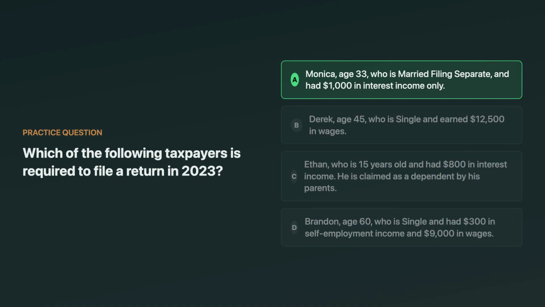The correct answer is Monica. For married filing separately, the filing requirement generally kicks in at just $5 of gross income, so her $1,000 of interest requires a return. The tempting wrong answer is Brandon, because self-employment income has its own filing trigger, but at $300, he's below the $400 net earnings threshold.